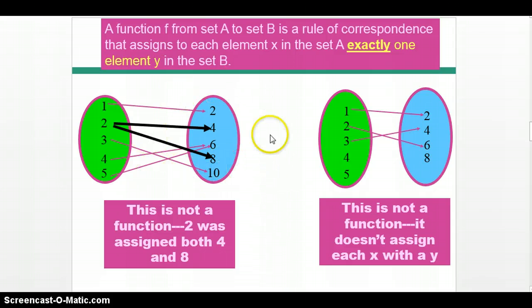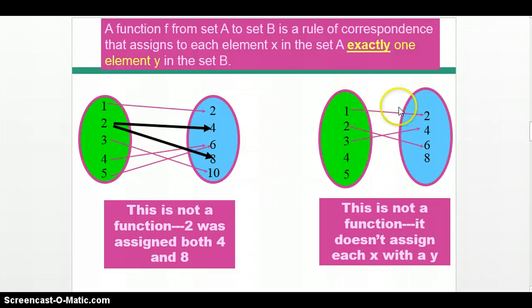Here in this example, the element of set A has been repeated. 2 has been assigned twice, one with 4, one with 8. So this is not a function according to the definition of the function.